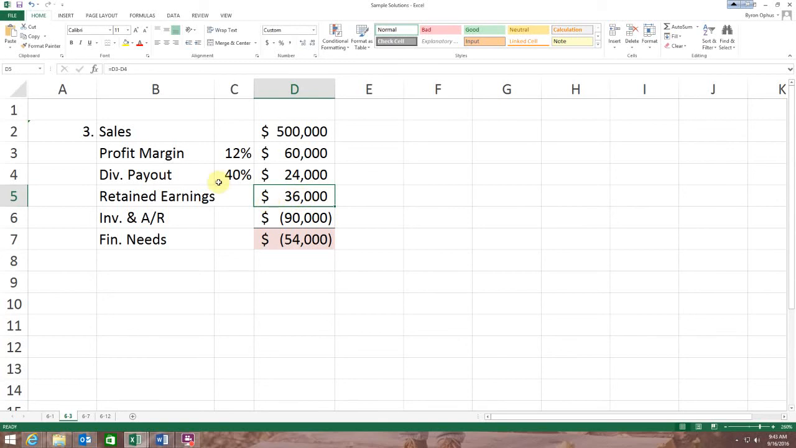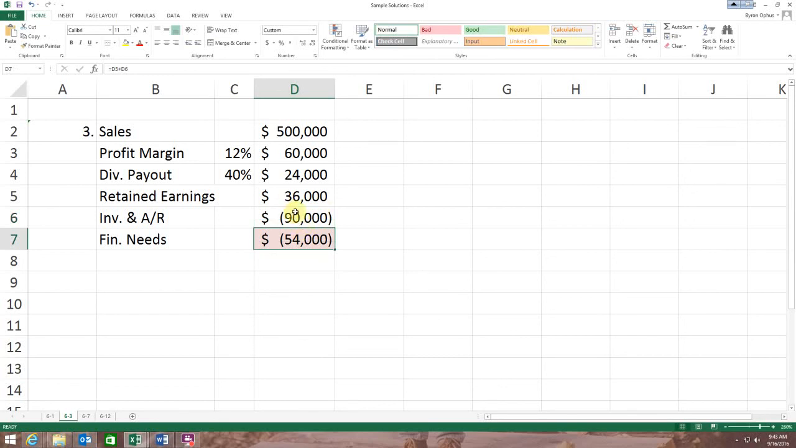Now I have retained earnings. Well, I had a profit of this, and a dividend payout of this. If I subtract my payout, which is me writing checks to my shareholders, then I have retained earnings. This is what I keep in my equity account, and that's simply equal to my profit minus my payout, or $36,000. But I do know, according to the problem, that I've got to increase my inventory and accounts receivable by $90,000, and so I've entered that in as a negative number.